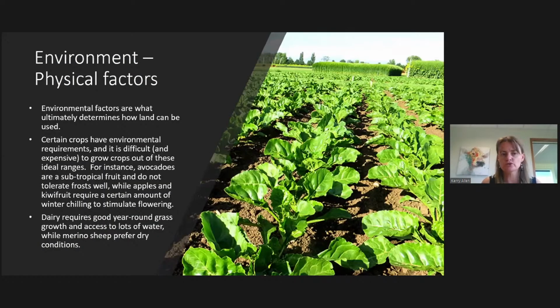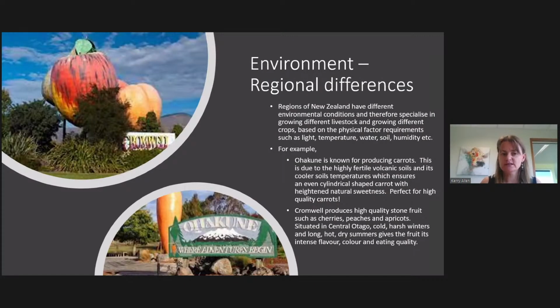Okay, so I'm not going to talk hugely about physical factors, but these determine where your crops grow. So the whole unit on physical factors is wrapped up very briefly here in one slide. You can only really grow crops where they will grow well. So if they need growing degree days, then they need to be where that's suitable. If they need to be frost-free, then you need to grow them in those areas. Okay, so depending on what the crop requires and what your animals need to eat will depend on where you can grow your crops. Okay, so some areas will have regional differences, and I've got a picture here of Awakuni and Cromwell, and both of these have regional differences due to their environmental factors.